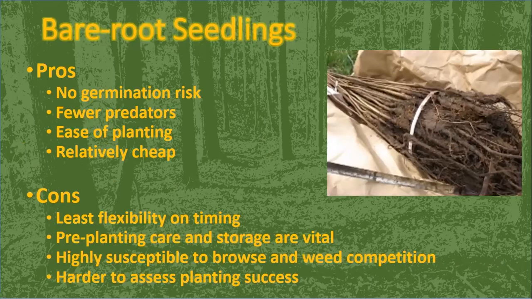So the pros: we don't have a germination risk. With direct seeding, we have to have a seed that germinates. Here we've already germinated the seed, and we have them ready to go right there. Fewer predators. We don't have all those seed predators I listed; they're really not an issue here. We're really looking at voles, deer, and rabbits as the main predators of these seedlings, so we've eliminated mice and squirrels. It's pretty easy to get these trees in the ground, especially with hand planting. This is probably the type of planting I've done the most of in my career. It's relatively cheap when we look at the cost of everything. It's a pretty cheap way to get a forest started.